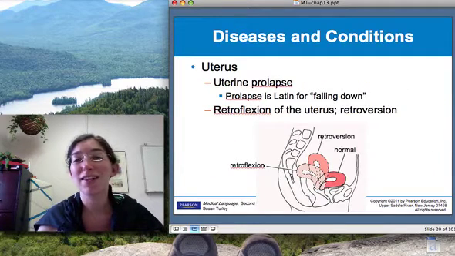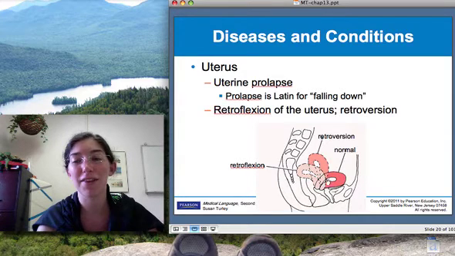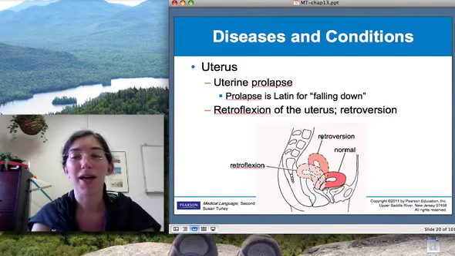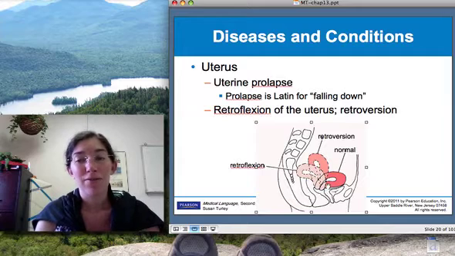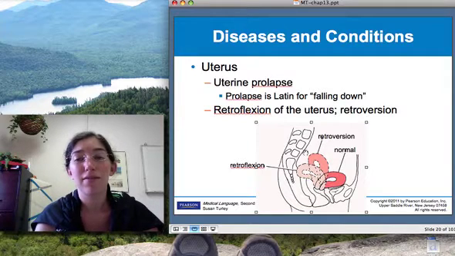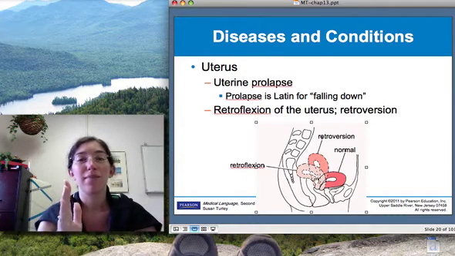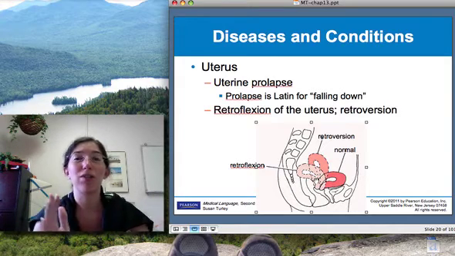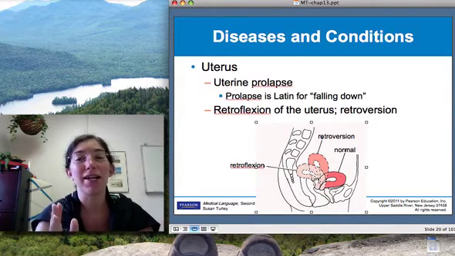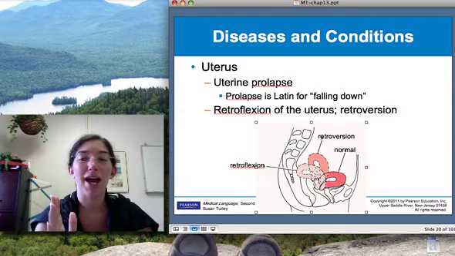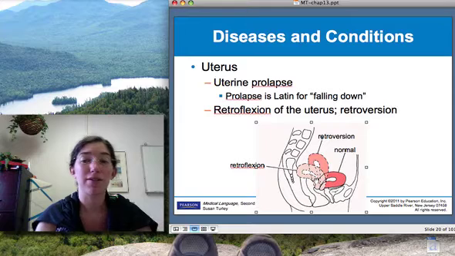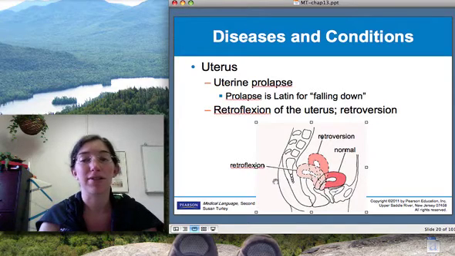Some conditions affecting the positioning of the uterus. So remember we said that the uterus normally is anteflexed. It normally lies forward on top of the bladder. Some women have a uterus that is positioned differently. If it's positioned sort of more posteriorly, it's either retroverted or retroflexed. So retroversion is when it's tipped back from how it usually is, but it's kind of standing upright. And retroflexion is when it's actually bent backwards, bent towards the back.